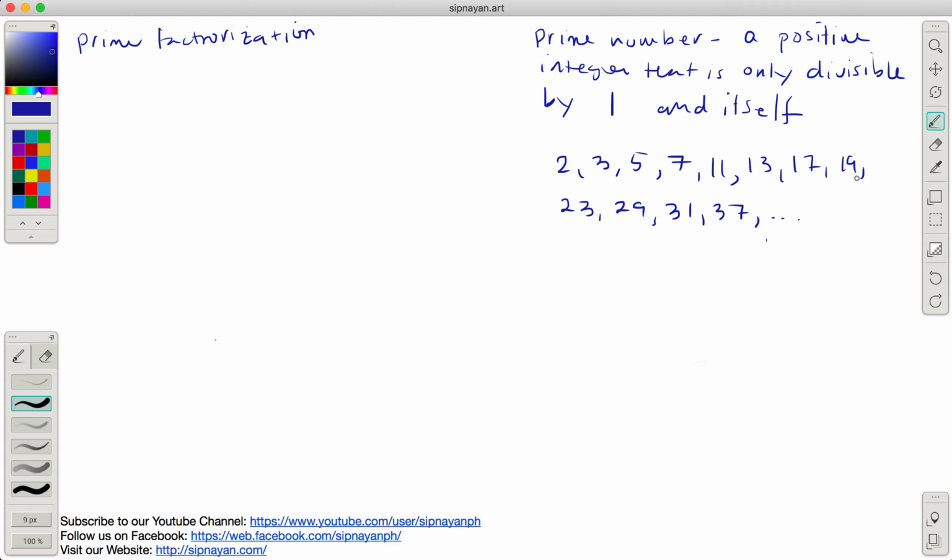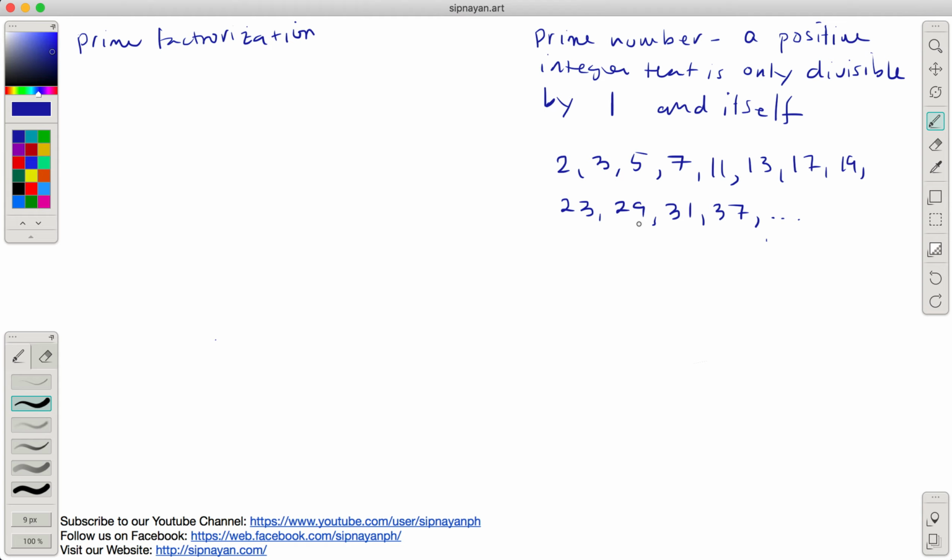Ang prime factorization, we show that a number is a product of prime numbers. So lahat ng whole numbers, they can be expressed as product of prime numbers. Napaka-importanting theorem niyan pag nag-aaral na kayo ng higher math, yung tinatawag na fundamental theorem of arithmetic. So anyway, hindi naman natin kailangang pag-aaralan yan dito, but we will discuss that in the near future.